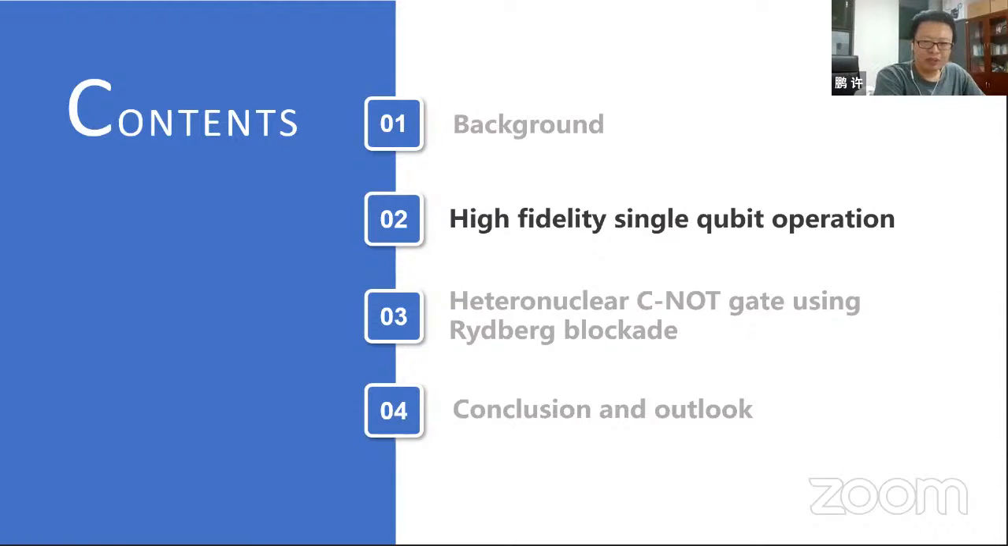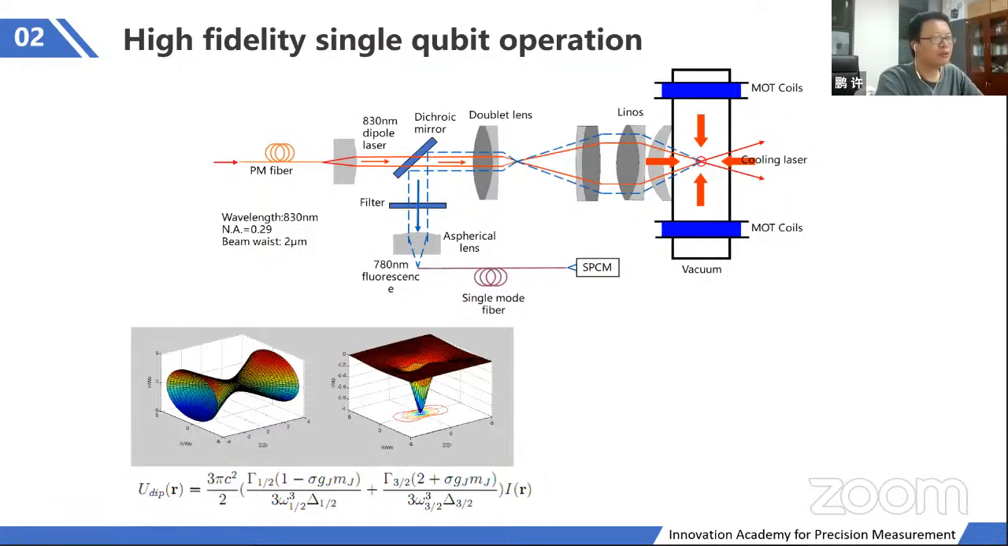in the following part, I'd like to demonstrate how we realize this high fidelity single qubit operation. And before I introduce the qubit operations, I'd like to give a background of how we trap single atoms. We just use a high numerical aperture lens to focus the red detuned laser into a tweezer. And then due to the collisional blockade, only one atom can stay in the trap.